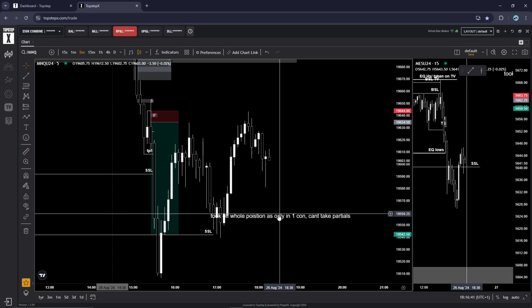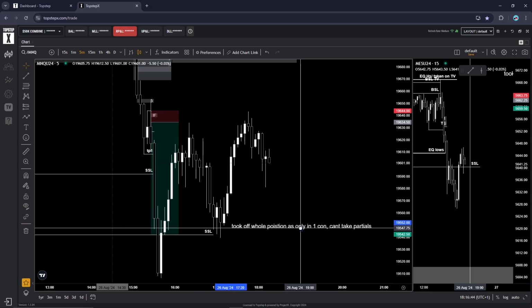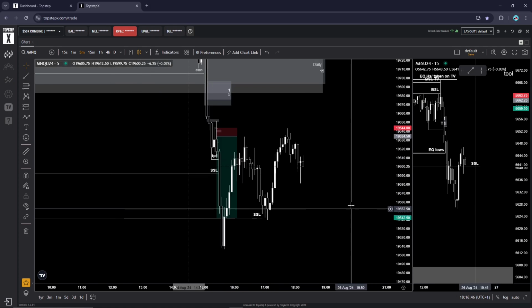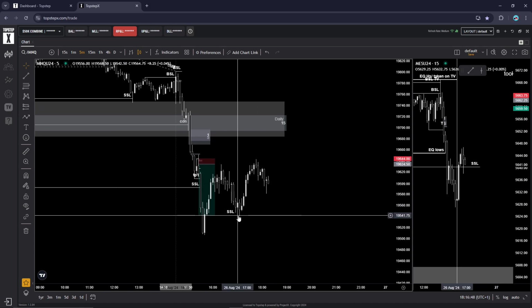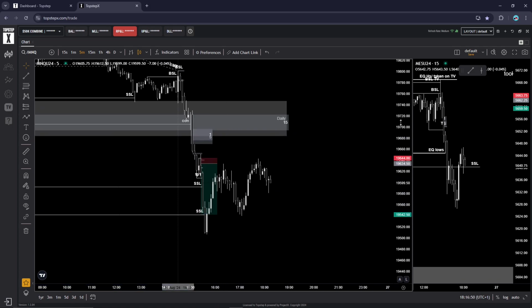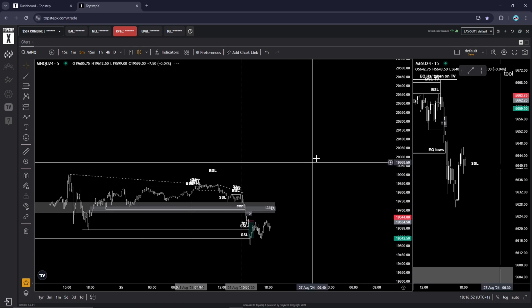Okay, so we covered that. Took off our position in one, can't take partials, yep. And obviously swipe this liquidity. I also do my draw on liquidity for tomorrow.